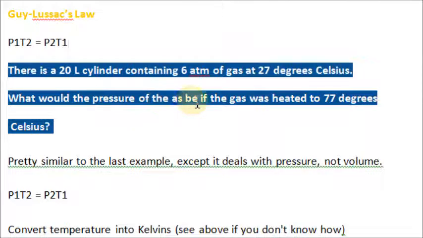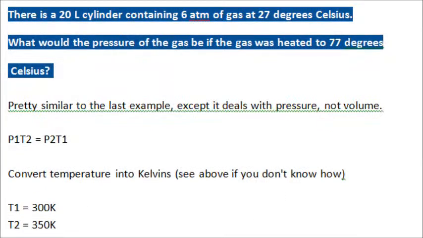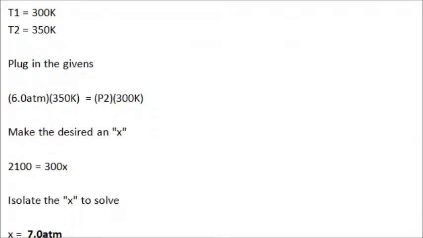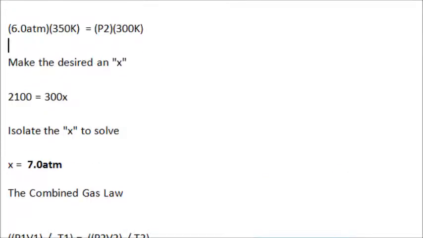What would the pressure of the gas be if the gas was heated to 77 degrees Celsius? Okay, P1 times T2 equals P2 times T1. As always, you gotta make all the temperatures Kelvin. We just did it for the last one, so same thing. Plug in the givens. Replace the desired with an X. Solve for X. 7.0 atm is the answer.